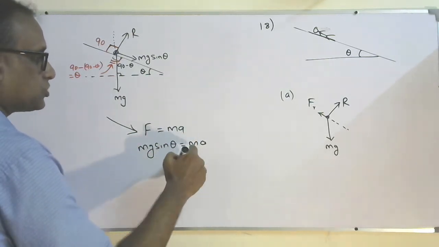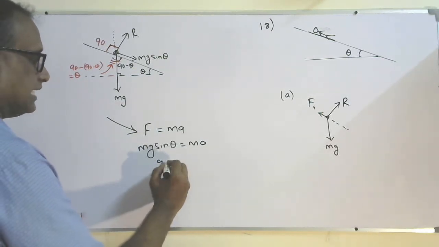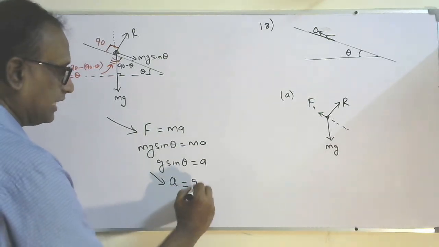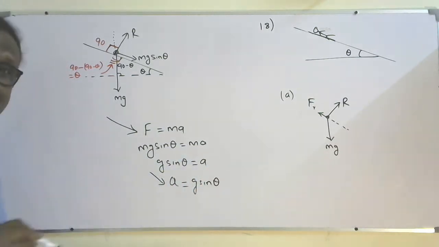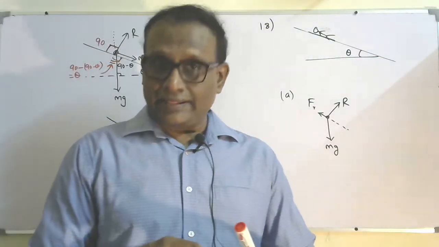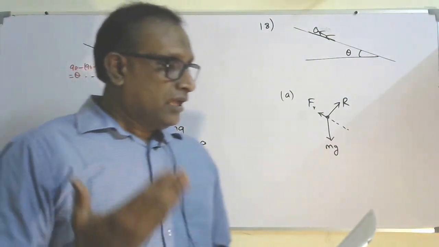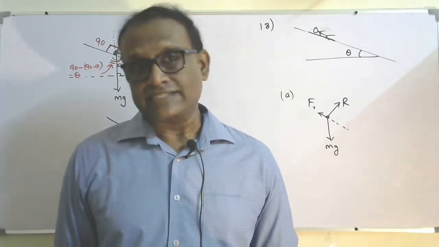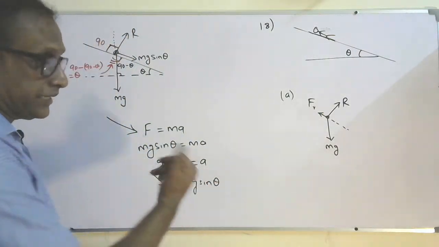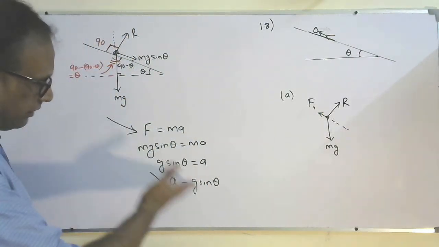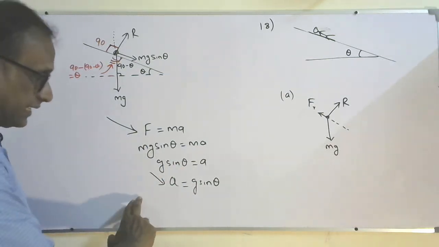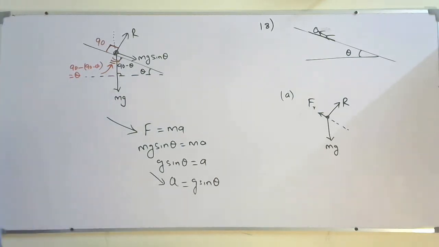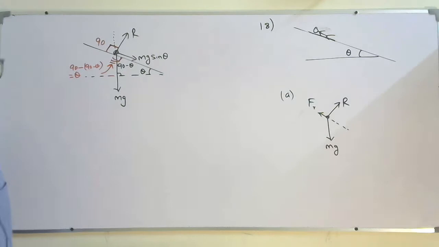mg sine theta equals ma. So m and m will get cancelled. So g sine theta equals a. That is, acceleration along the slope down will be g sine theta. That is independent of the mass of the athlete. That's the question they asked initially: explain why the mass of the athlete has little effect on the initial acceleration. So initially, the acceleration does not depend on the mass. You derive this and show it. Finally say, since a is independent of mass, it does not depend on the mass.